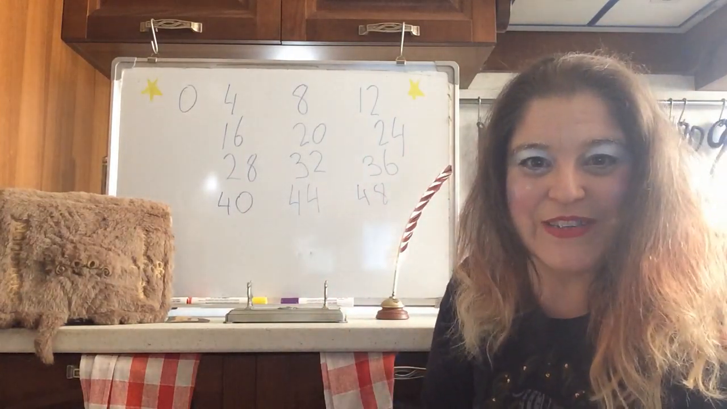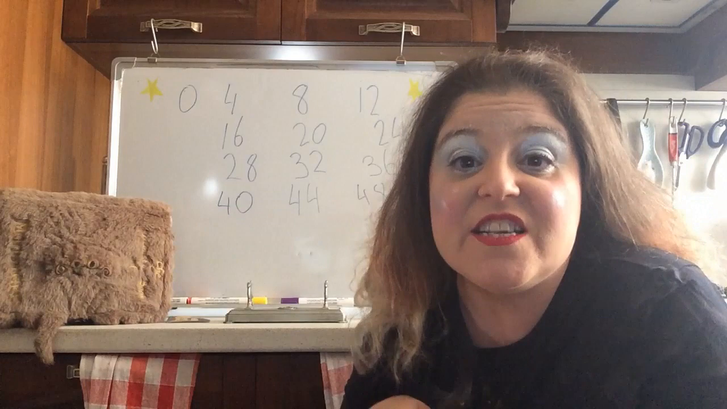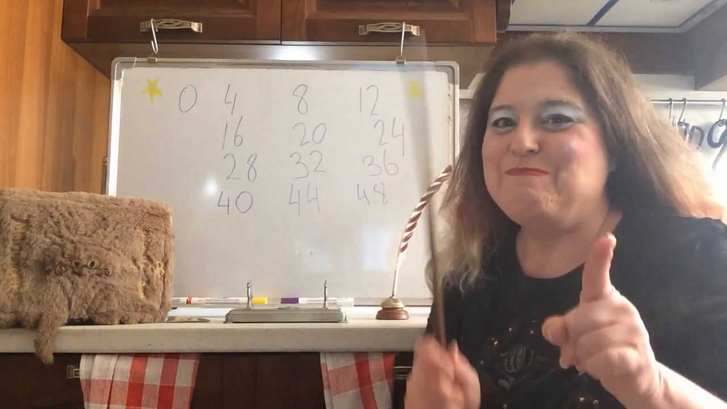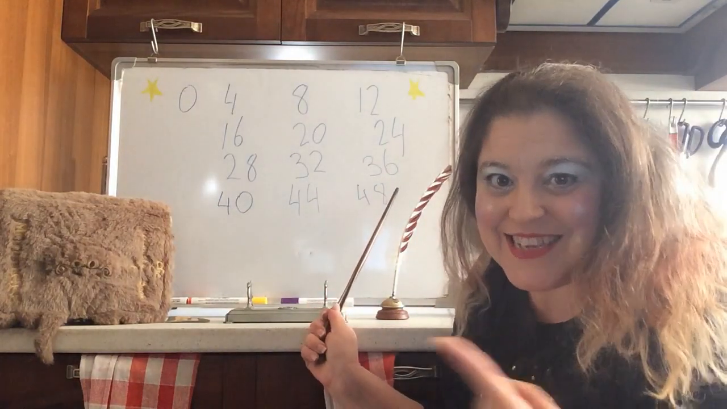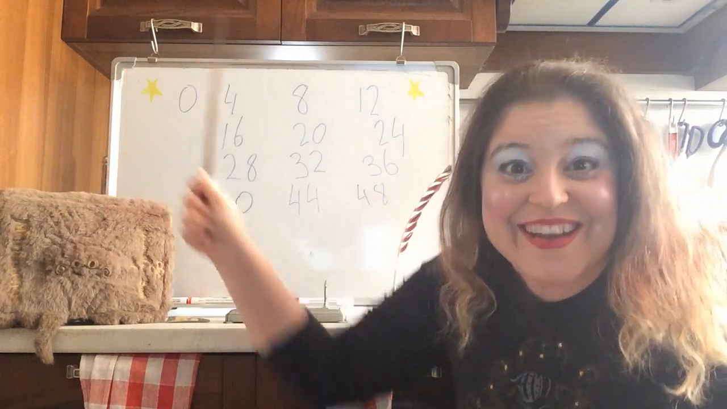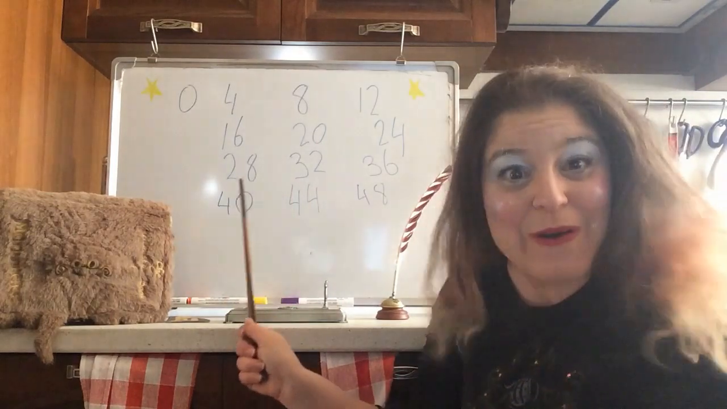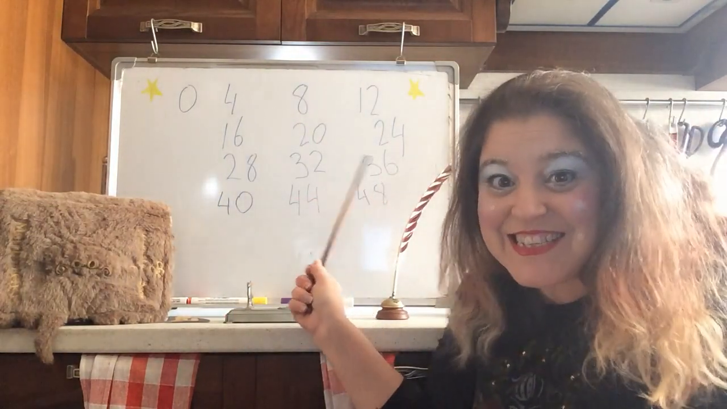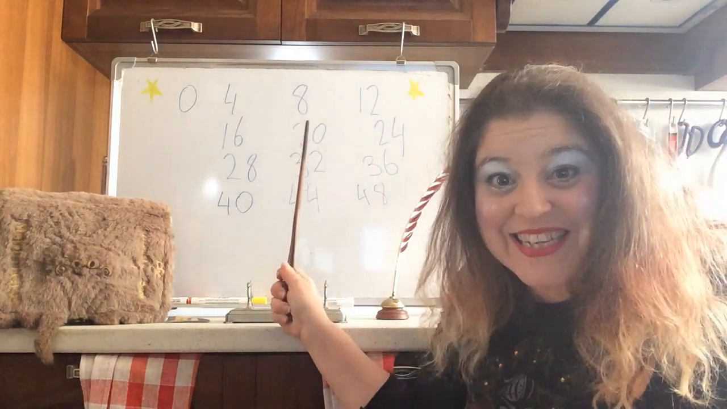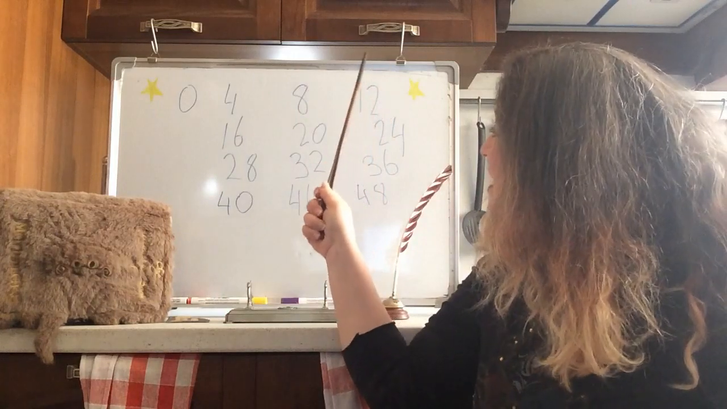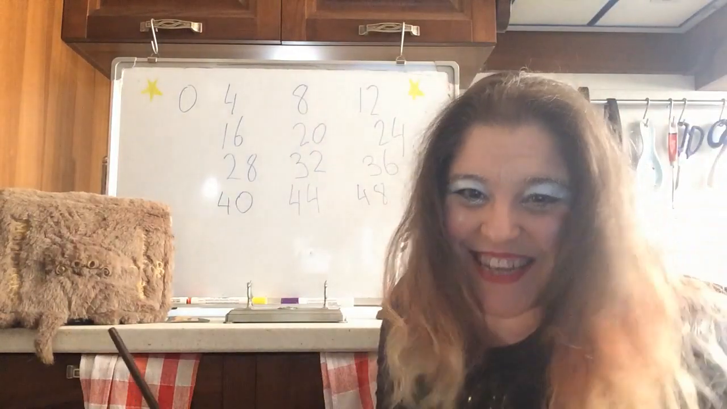Excellent. Very, very good. Okay. Smarty pants. You guys think you're so smart? Let's try that again, but backwards. Okay, so we start with a 48 and we count backwards to 0. Ready? Here we go. 48, 44, 40, 36, 32, 28, 24, 20, 16, 12, 8, 4, 0, blast off! Excellent!